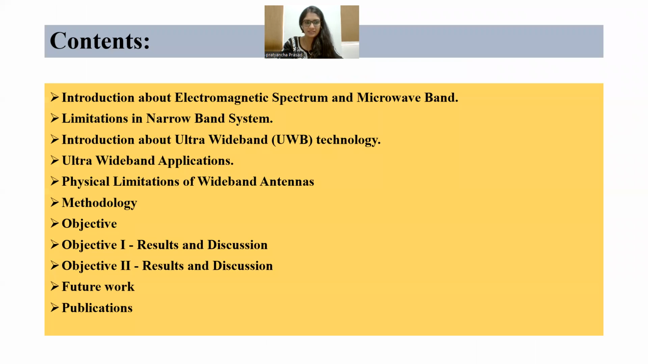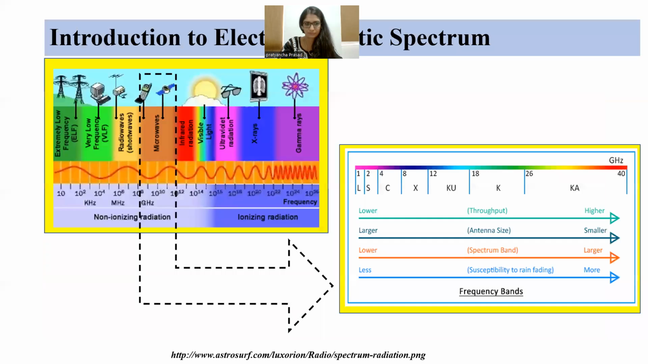These are the contents of my presentation. I will flow in this manner: from the microwave band to the limitations of narrowband systems, what technology we are using, and what the different applications of that are. Again, the physical limitations of wideband antennas, what objectives we have set, how we will move further with those objectives, my future work, and the publications.